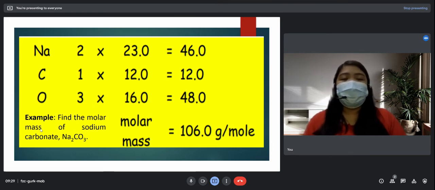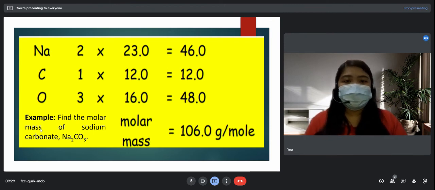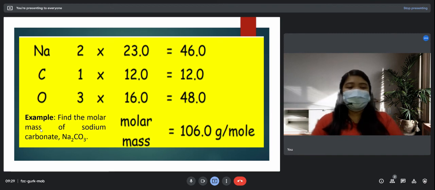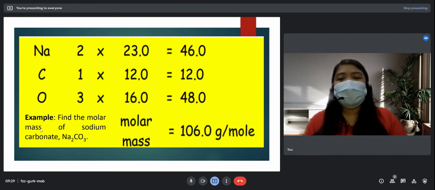So 2 multiplied by 23 is 46. 1 multiplied by 12 is 12. And 3 multiplied by 16 is 48. For the total, you just need to add them: 46 plus 12 plus 48 is 106 grams per mole. Okay, so that is how to calculate the molar mass of a specific compound.